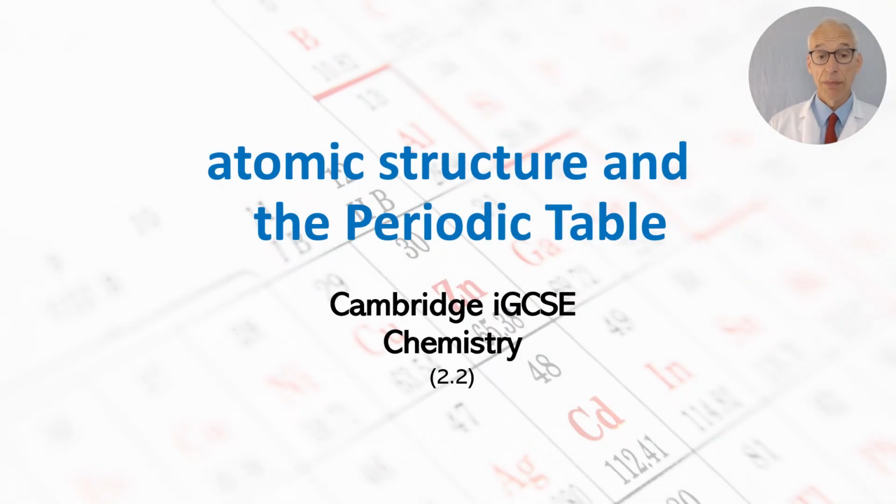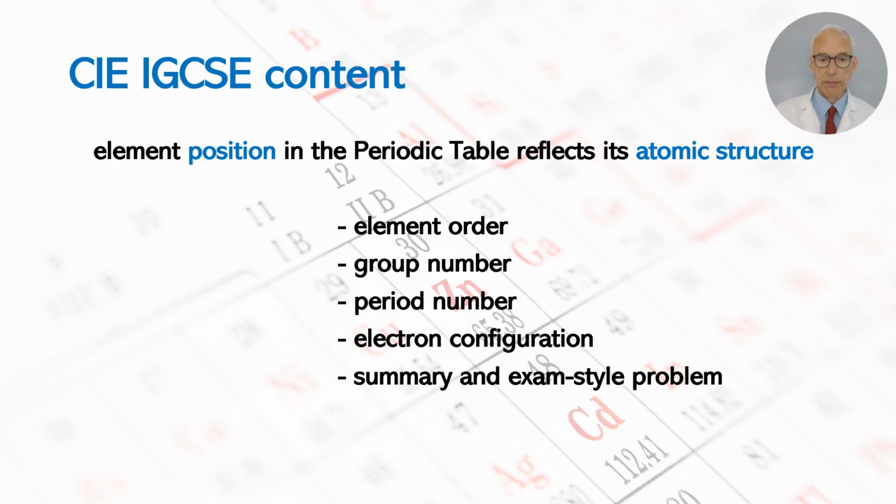Atomic structure and the periodic table for Cambridge IGCSE Chemistry. The key idea is that the element position in the periodic table reflects atomic structure of that element. So that would include the ordering of the elements in the table, the group number of the particular element, the period number of a particular element, all related to atomic structure and in particular its electron configuration. I'll finish with a summary and an exam style problem for you to complete.